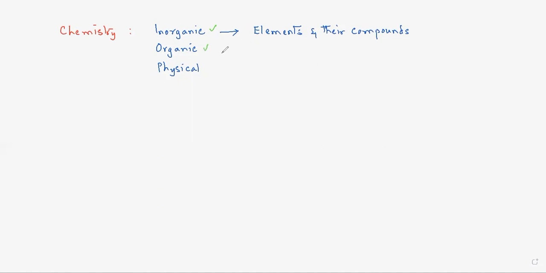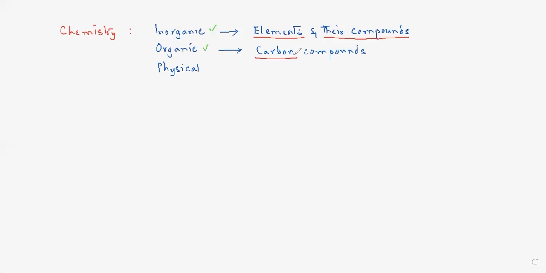Now, coming to organic chemistry. This branch of chemistry, which is very interesting, deals with the study of compounds of carbon. You may get surprised to see this because there is something called inorganic chemistry, which is already dealing with the elements and their compounds. Is carbon not an element? Yes, it is an element.